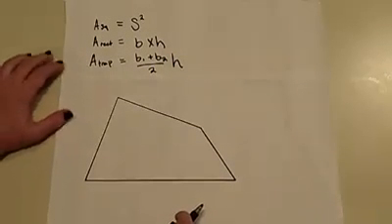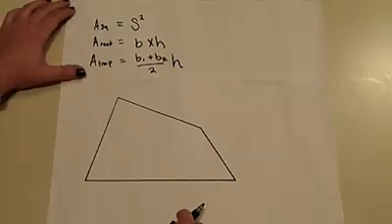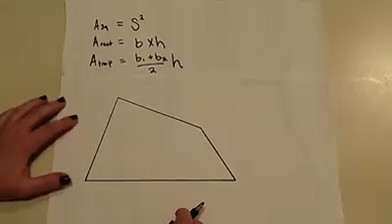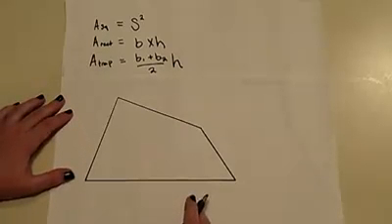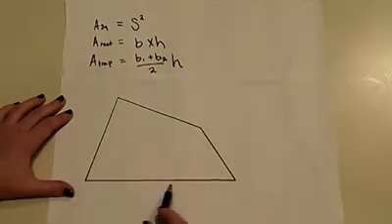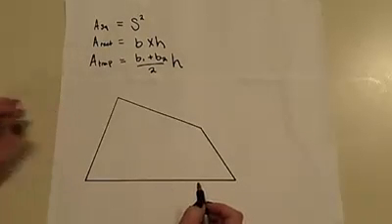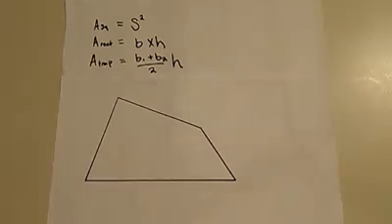But what if our quadrilateral isn't any of these special quadrilaterals because it doesn't have any sets of parallel lines? It could be something that looks like this. Today we're going to talk about how to find the area of a figure like this. We're going to begin by finding the midpoints of each of the sides of this quadrilateral.